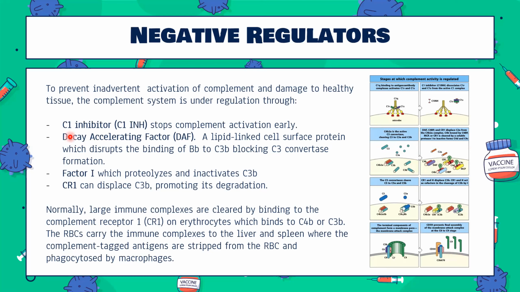Now, a C1 inhibitor is going to mainly work on which of the pathways that I mentioned to you guys? The classical pathway, perfect. Next, we have our decay accelerating factor, which is a lipid-linked cell surface protein that disrupts the binding of protein BB to C3b. Where did I need binding of protein BB? And which type of pathway? The alternative pathway, perfect, okay. Now, factor I can proteolyze and inactivate C3b. So which pathway would this work on?